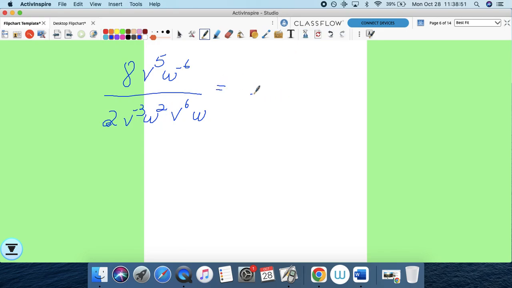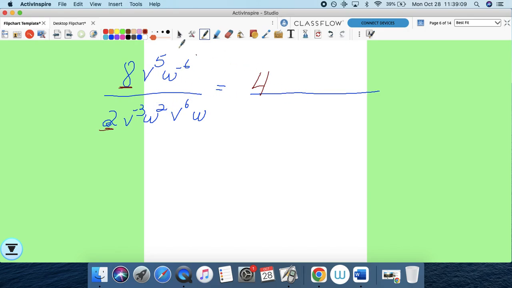So let's take care of everything at once. First thing I'm going to take care of is the 8 and the 2. That's just a 1 8 and 1 2. There are no exponents except the 1. So 8 divided by 2 is just 4. So 8 over 2 becomes just 4. Done. Let's do the v's, and notice that there are some negatives here.